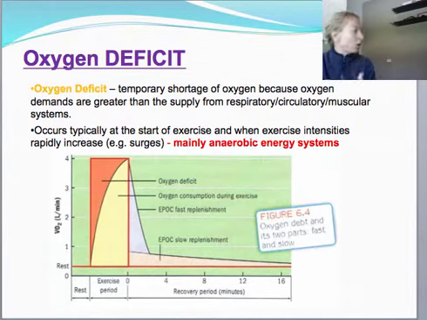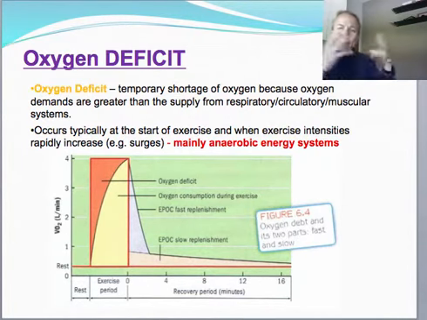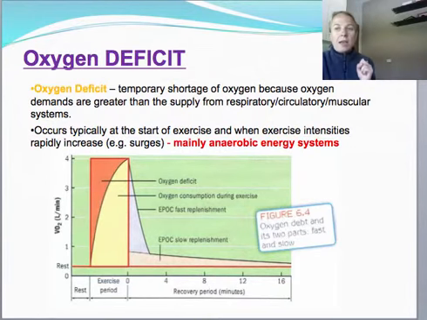So, what is oxygen deficit? Oxygen deficit is the temporary shortage of oxygen at the beginning of exercise. When we start exercising, the demand for oxygen is huge. Our respiratory, cardio, and muscular systems cannot supply enough oxygen quickly enough, and hence we are in oxygen deficit. That means, therefore, that the ATP being produced is being produced anaerobically.